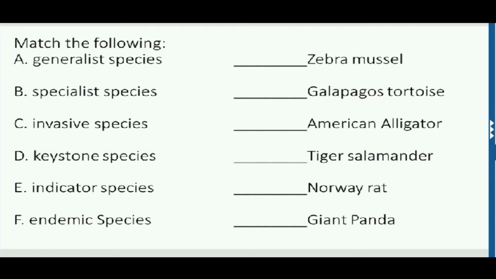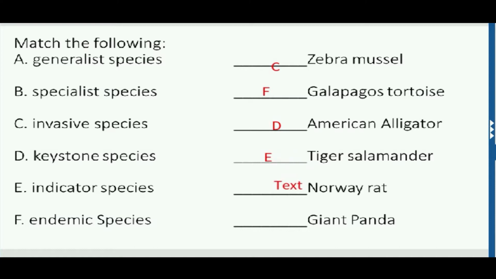Okay, so now we're going to match the following. These are all different sorts of animals that are living. Zebra mussel is an invasive species. A Galapagos tortoise is endemic to the Galapagos Islands. The American alligator is a keystone species in its ecosystem. The salamander is an indicator species. Most indicator species are amphibians. So if you didn't know these, salamander is an amphibian, so that's probably an indicator species.